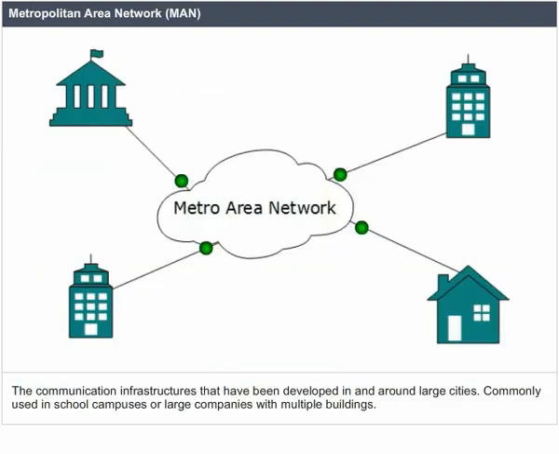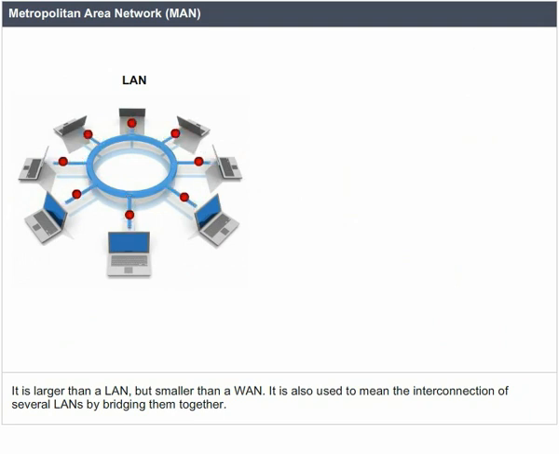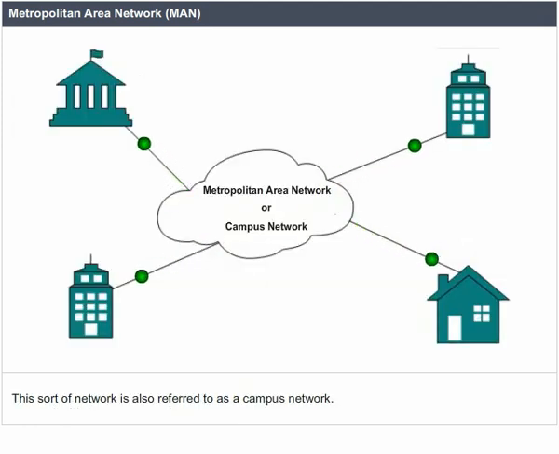Metropolitan Area Network (MAN). The communication infrastructures that have been developed in and around large cities, commonly used in school campuses or large companies with multiple buildings. It is larger than a LAN but smaller than a WAN. It is also used to mean the interconnection of several LANs by bridging them together. This sort of network is also referred to as a campus network.